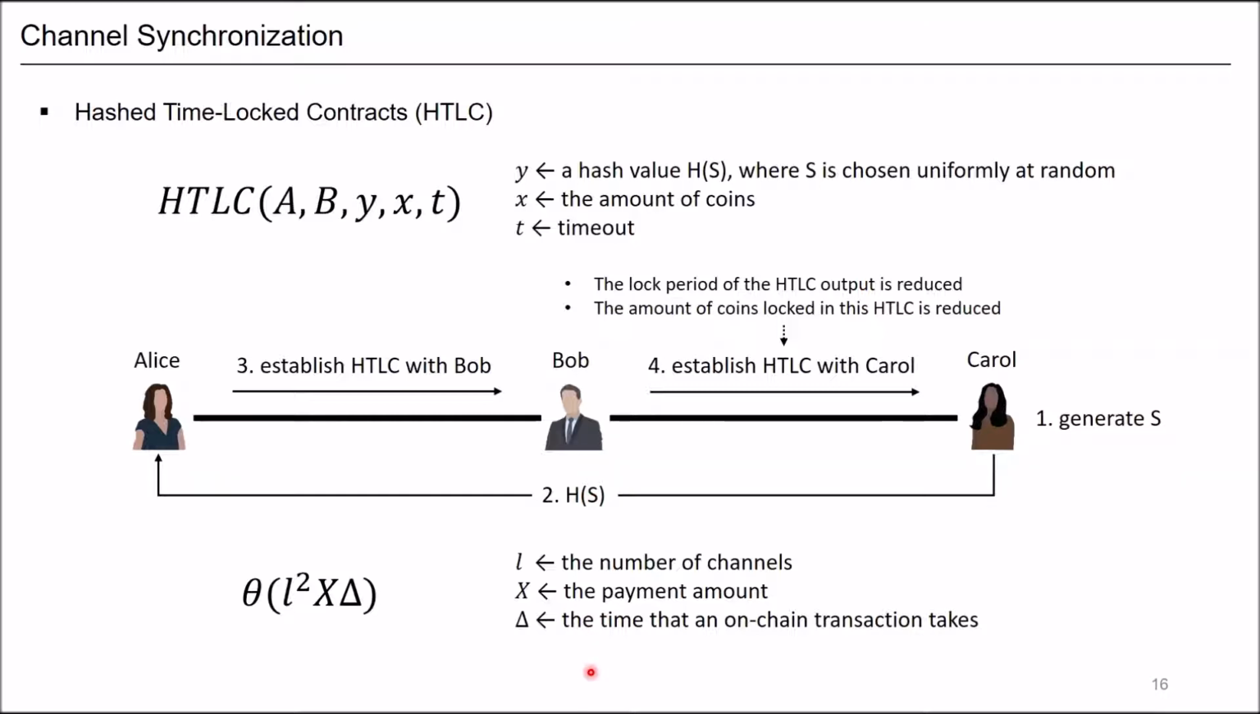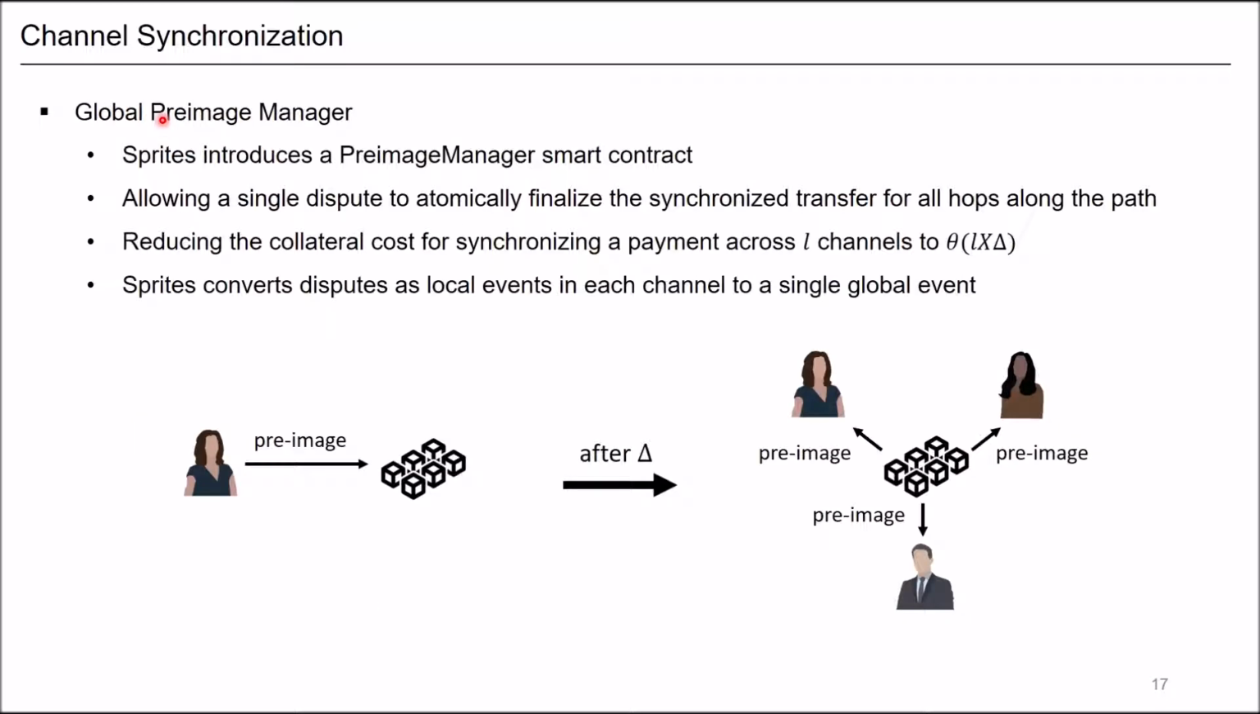The longer the payment path, the more collateral must be reserved. In the worst case, the collateral cost is ζ L² x Δ, where L is the number of channels, x is the payment amount, and Δ is the time that an on-chain transaction takes. So, Sprite introduces a preimage manager smart contract. Sprite is one of the payment channel protocols.